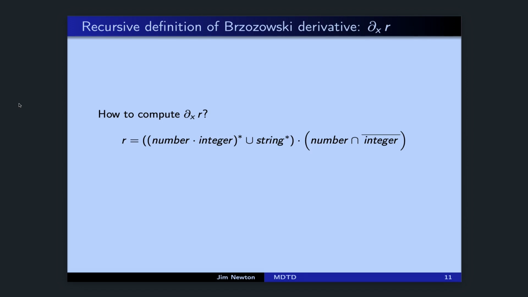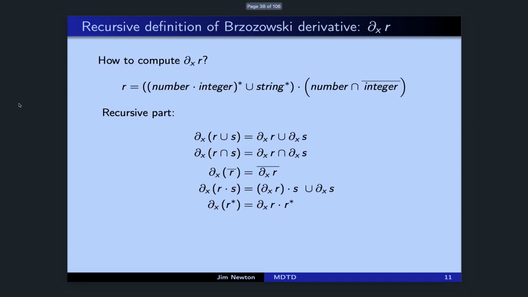So we take a regular expression, such as R here, and then we apply a certain set of recursive rules. If we have the union of two expressions, R and S, the derivative of the union equals the union of the derivatives. Same for intersection and same for the complement. For the concatenation, R concatenated with S, we don't simply have the concatenation of the derivatives, but we have to do a little bit of juggling. The derivative of the first concatenated with the second, union the derivative of the second.